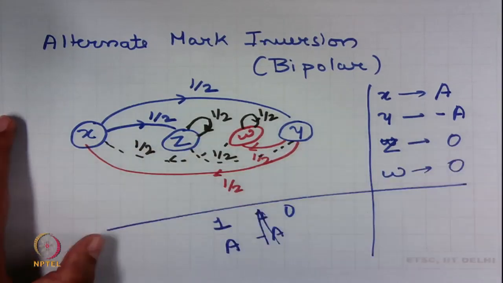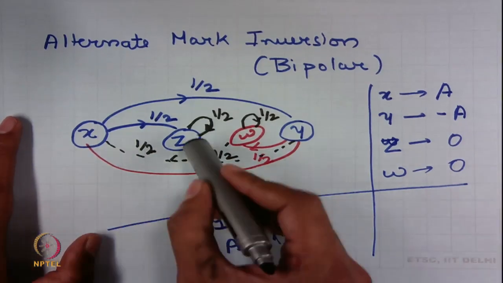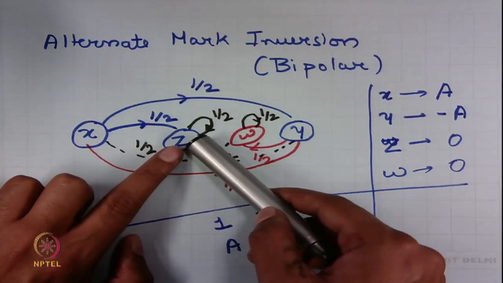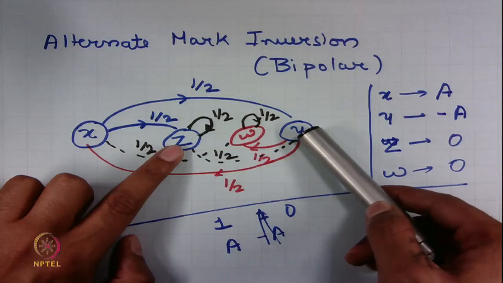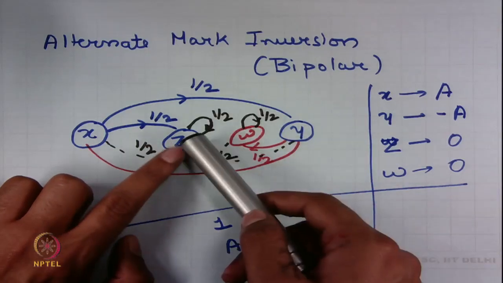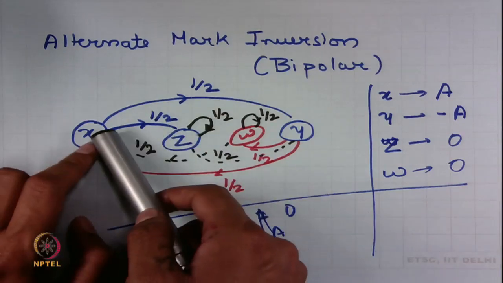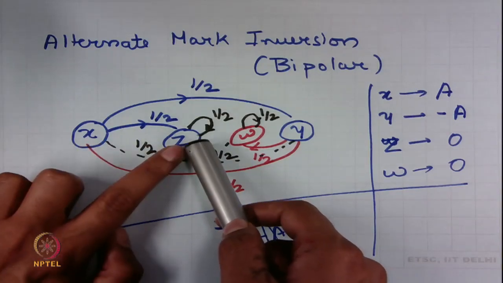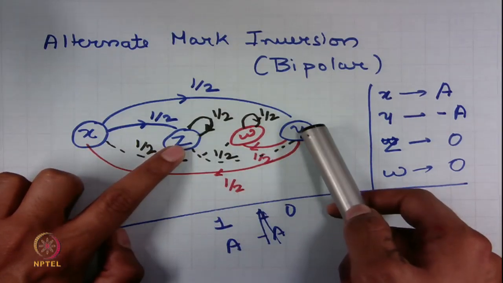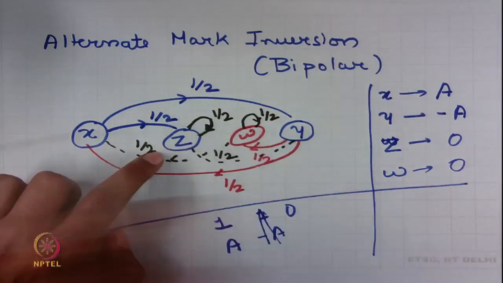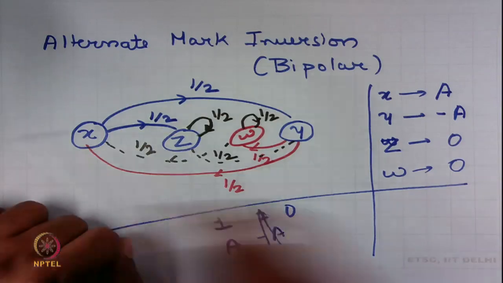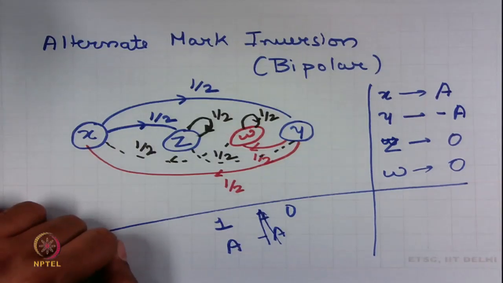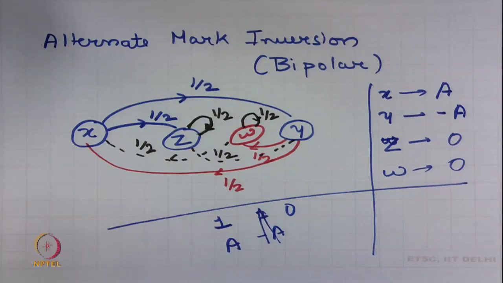And that is why I need 4 states instead of 3 states, because the state z and state w are different. Because if I am in a state z and I get 1, I can only move to state y, because I have reached this state z from state x. That means I must have received 1 and 0. So, if I get a next 1, I can only move to state y, and that is why state z and state w are different. So, this is the Markov chain representation of alternate mark inversion scheme. Once you have sorted this out, finding the autocorrelation function will be easy.